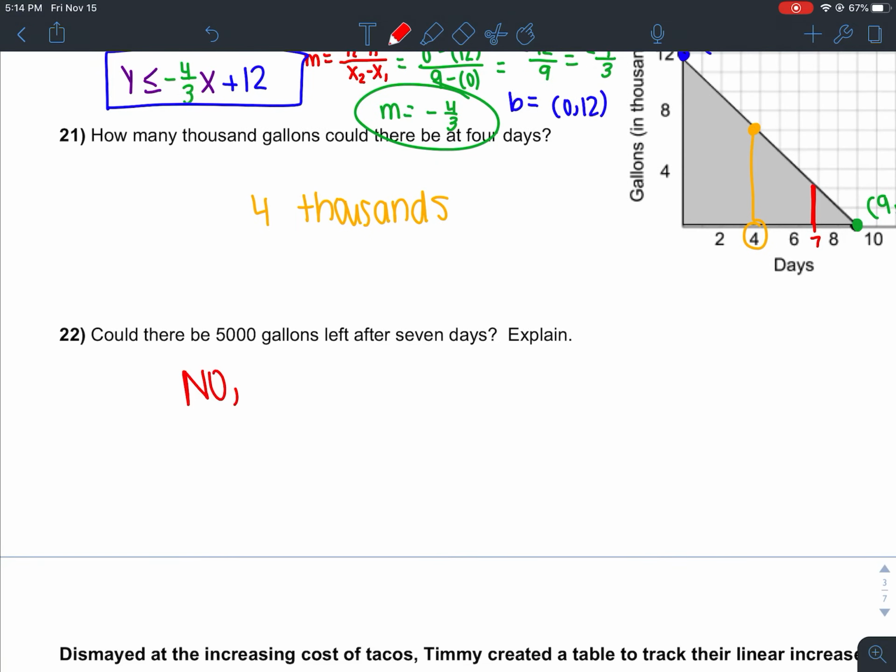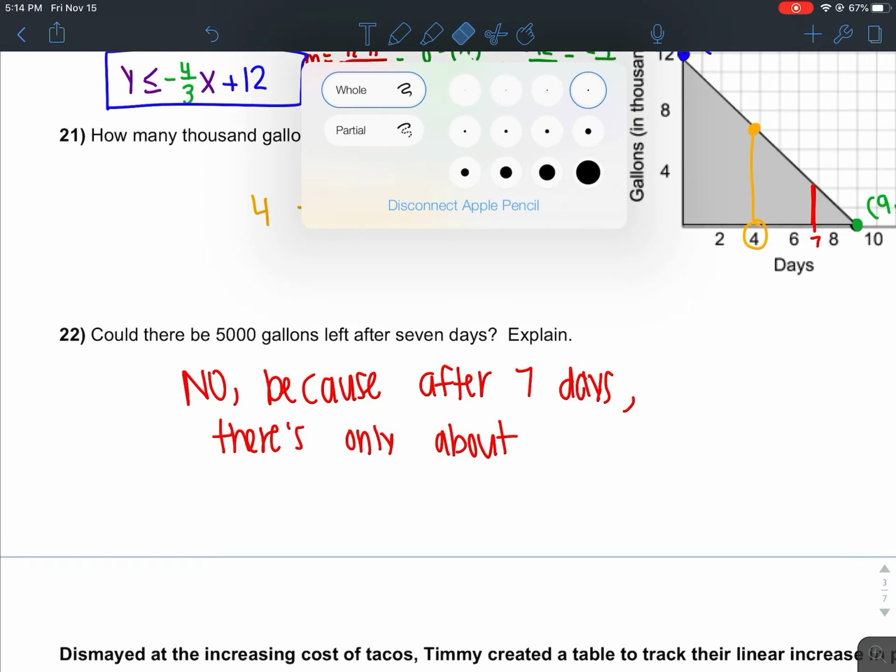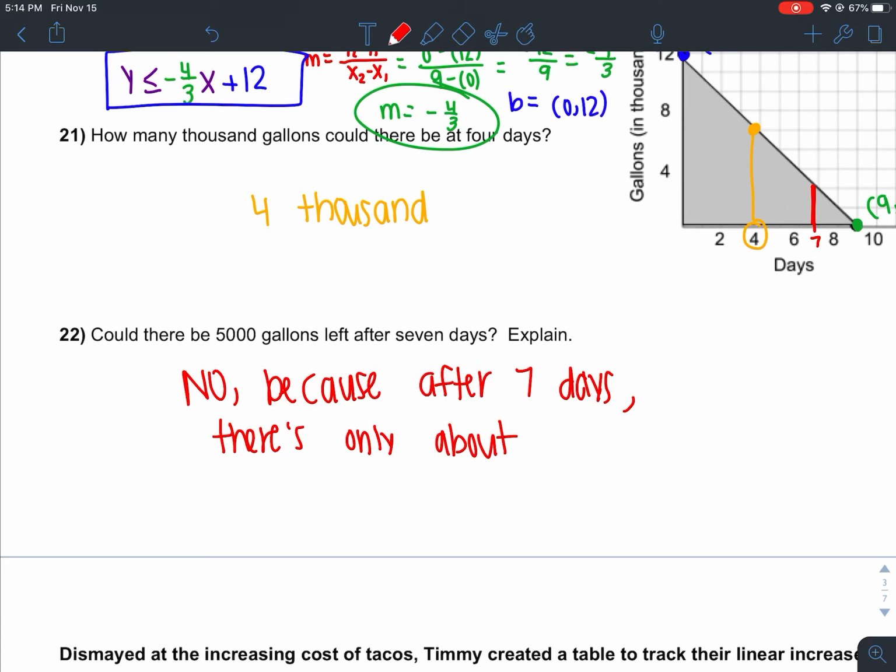So no, because after 7 days, there's only about 3.5 thousand gallons.